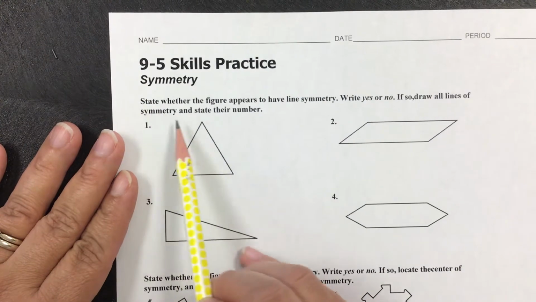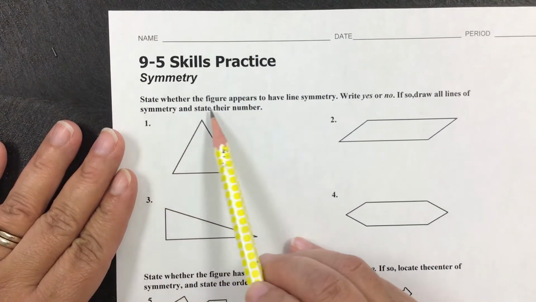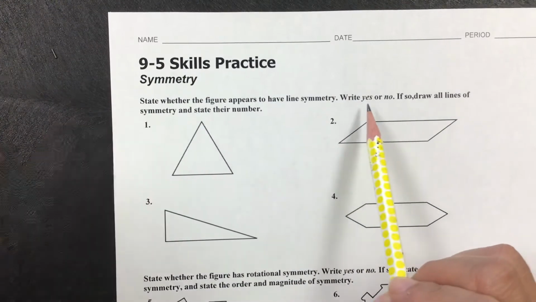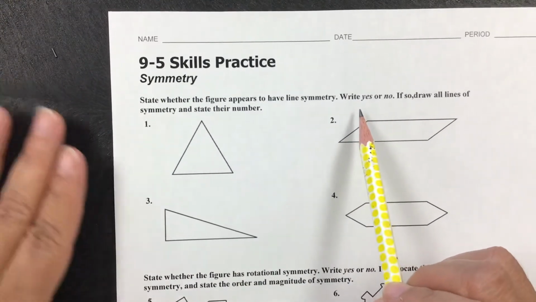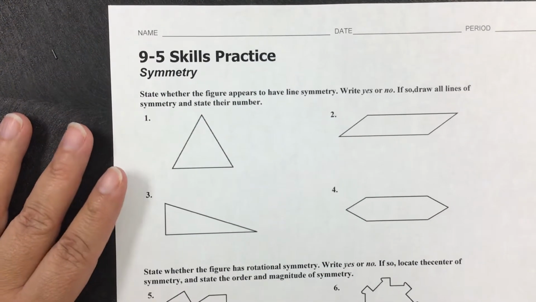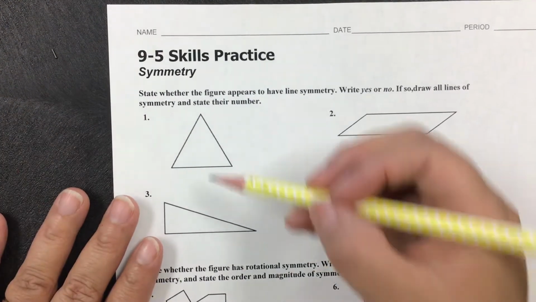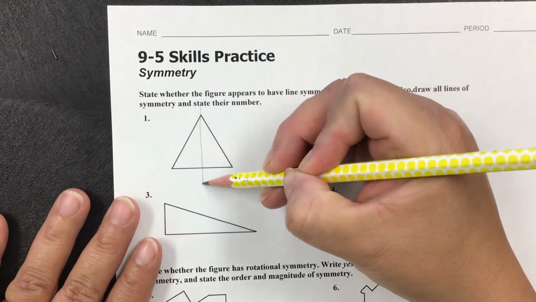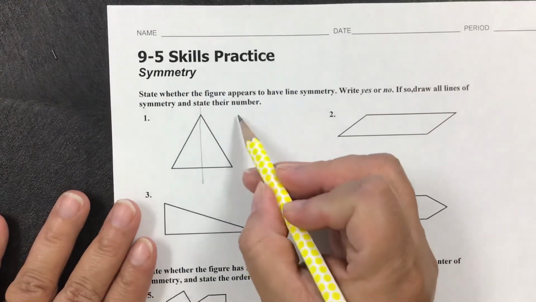The instructions are: state whether the figure appears to have a line of symmetry. Write yes or no. So that's what we're going to do first. Then draw all the lines of symmetry and state their number. So let me give you this example right here on this problem. It has a line of symmetry right here, 1. So the answer would be yes.